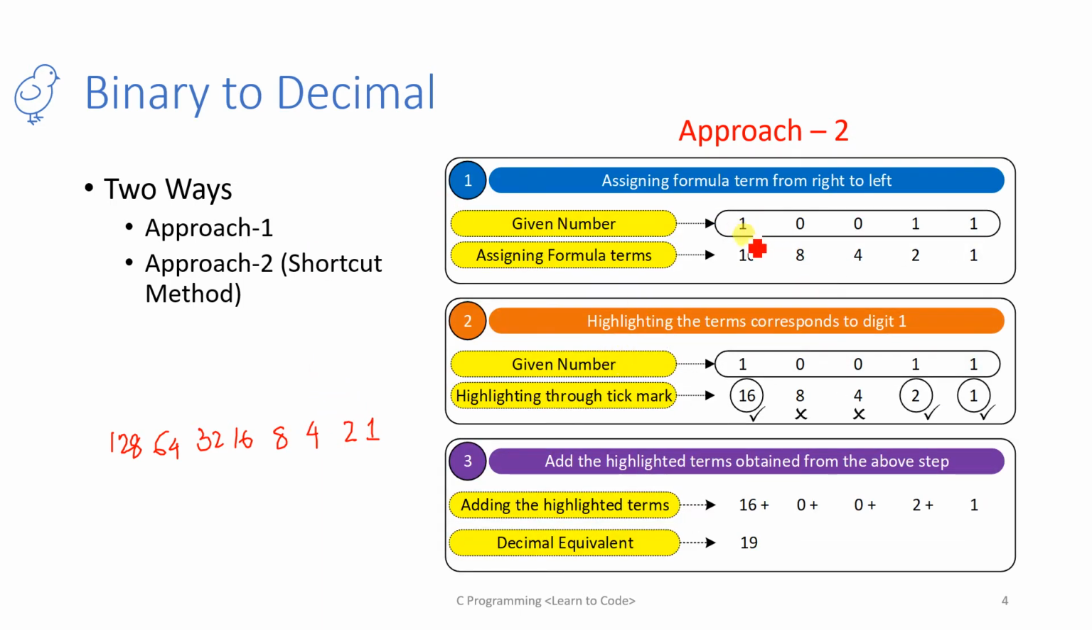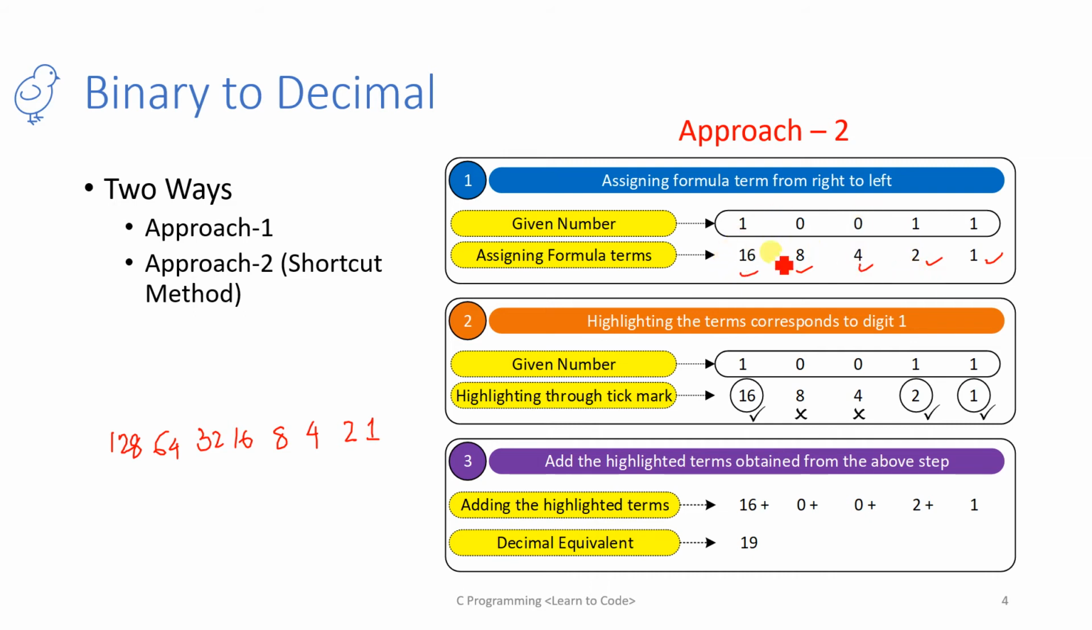Take the same given number, 10011. The formula is 1, 2, 4, 8, 16, 32, 64, 128, 256. I have to write the formula from right to left. So what I have written is 1, 2, 4, 8, 16. That means the last digit is assigned the value 1, the next digit is assigned 2, and so on.